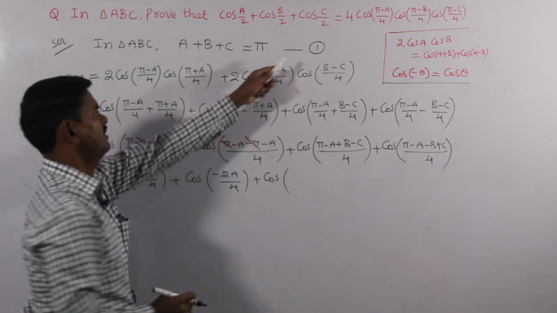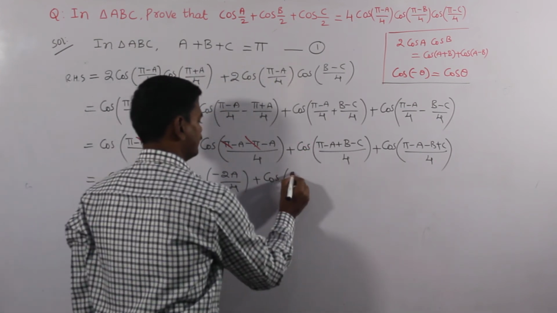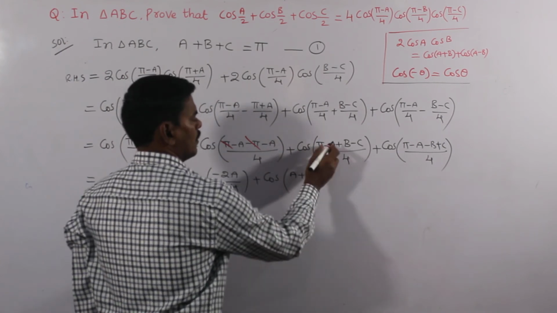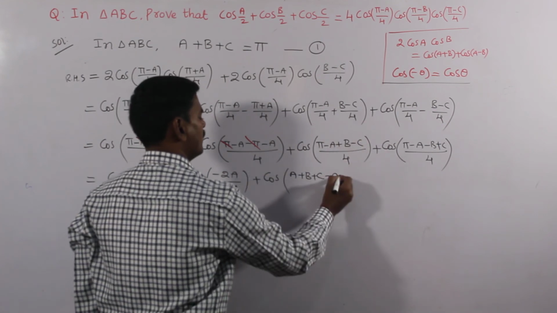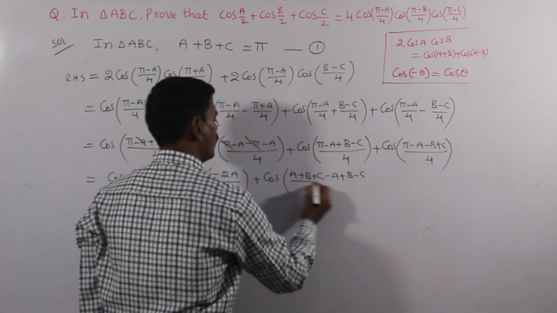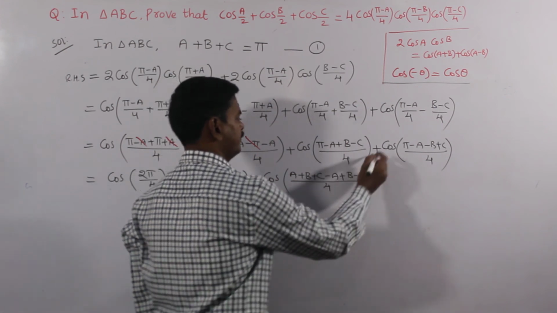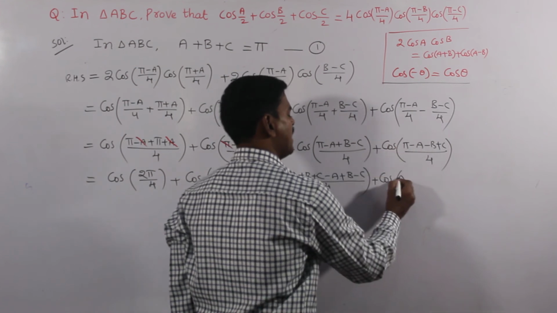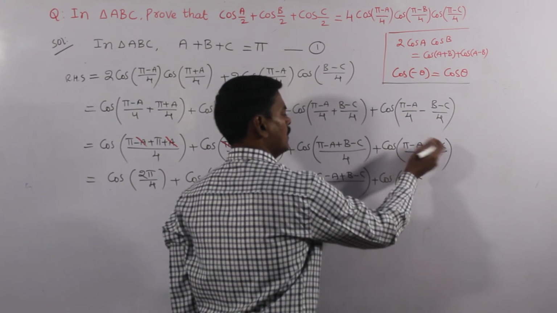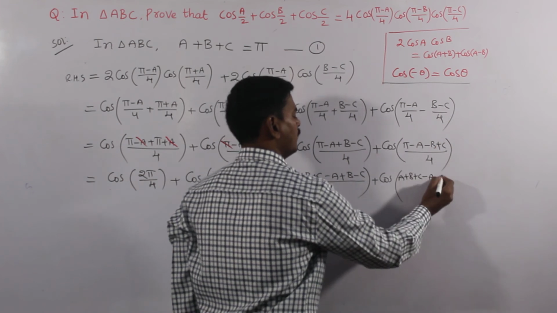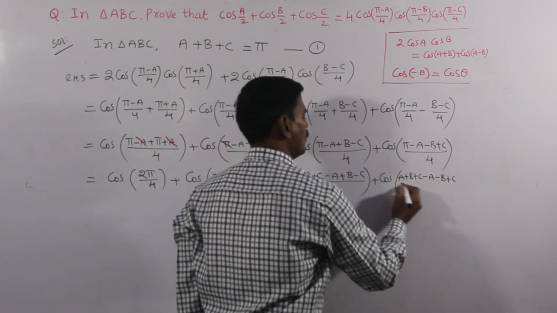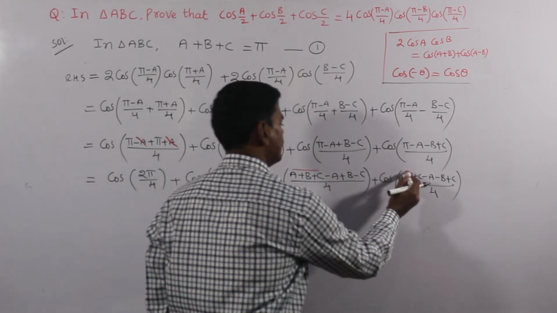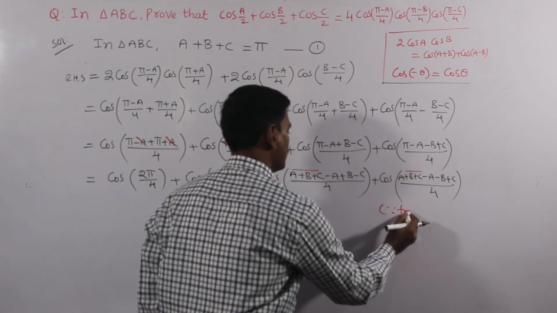Pi from equation 1 can be replaced with a plus b plus c. Okay, in place of pi you write a plus b plus c. Write the remaining terms the same: minus a plus b minus c, whole divided by 4, plus cos of, same thing, pi can be replaced with a plus b plus c, remaining terms the same: minus a minus b plus c, whole divided by 4. So this replacement is because of equation number 1.